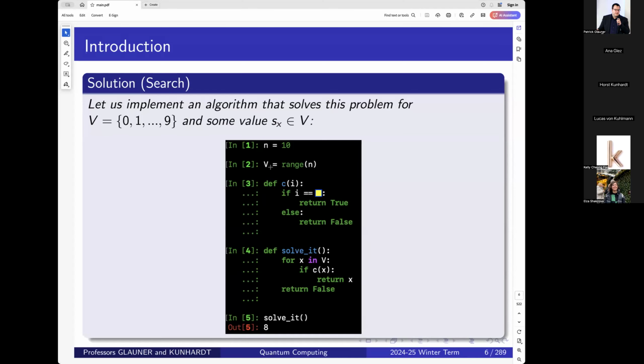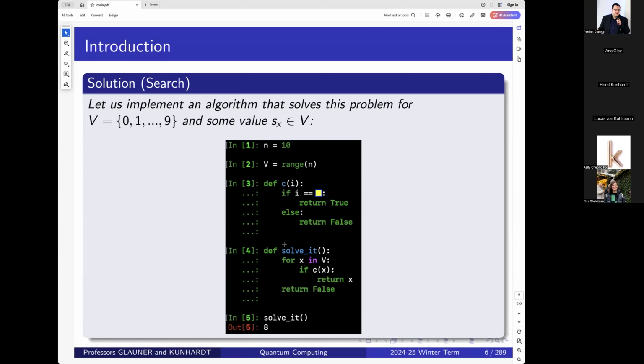And my task was to go through my whole set V. In this case, it's a list, but it doesn't matter. To go through all the values. That's why I have the function here, solve it. And I go through all the values in V. So I start with the first value in V, and I check if C of X returns positive, I return X. If this loop runs through and doesn't return anything, so the loop finishes, I return false. Then I have not solved this problem.